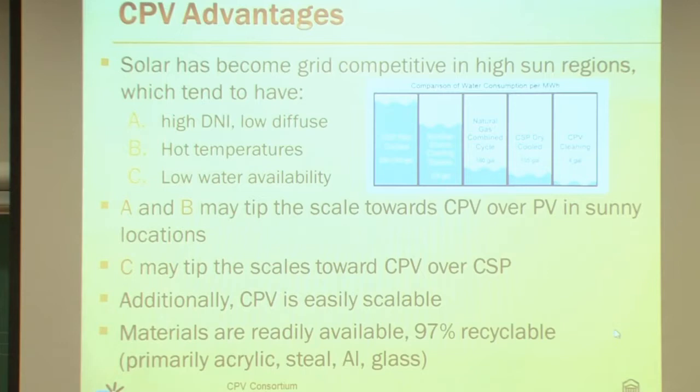So the advantage is solar is actually already today hitting grid parity in high sun regions, grid competitive. And those regions tend to already have high DNI and low diffuse levels. They also have hot temperatures. So if you recall, I showed that the 3.5s have a very much lower change in efficiency over temperature.